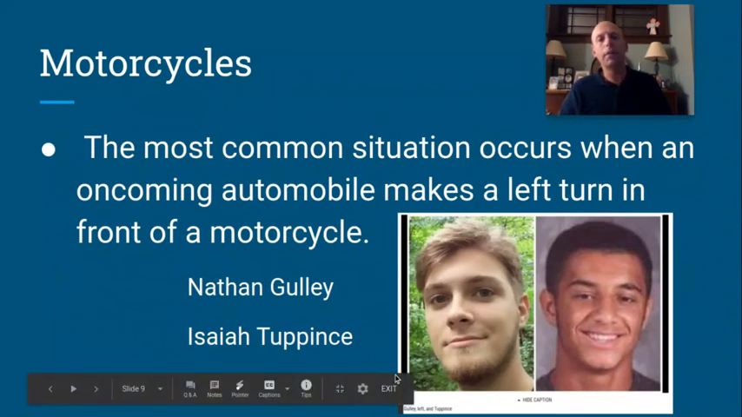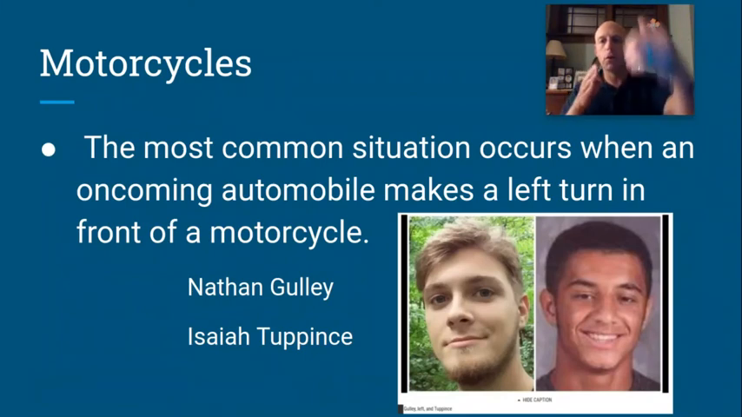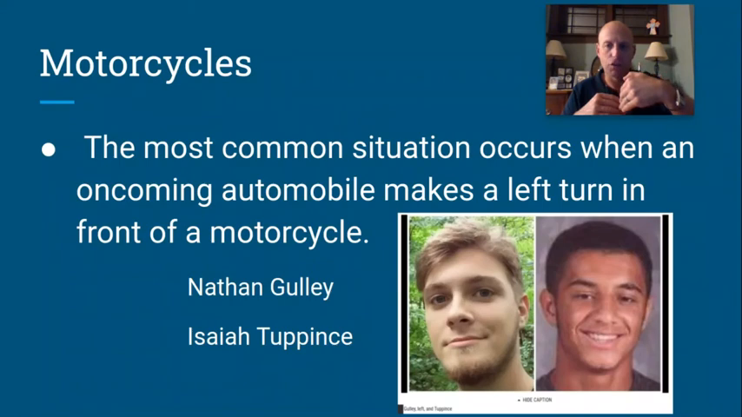The most common situation occurs when an oncoming automobile makes a left turn in front of a motorcycle. So you've got a motorcycle at an intersection that's heading straight. You've got a car that's at the intersection wanting to turn left, and they turn in front of the motorcycle because they don't see the motorcycle. The motorcycle rider does not have time to stop, and there's a collision. And unfortunately, those collisions are also often fatal.